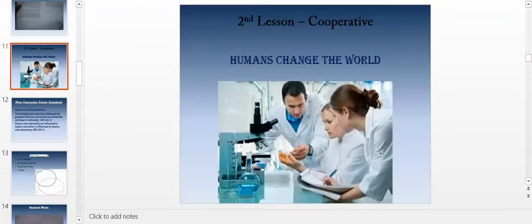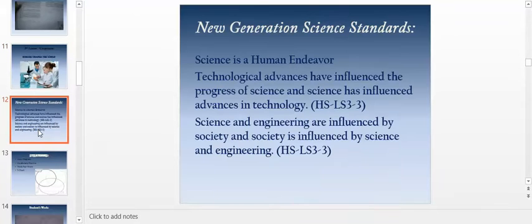The second lesson was cooperative learning, and it talked about genetic engineering and how humans change the world around them. In this lecture, we covered the Next Generation Science Standard that includes science as a human endeavor and also talks about technological advances that have influenced the progress of science, and science has influenced advances in technology. So it's sort of a two-way street where not only humans impact the world, but the world around us has a great impact on humanity.